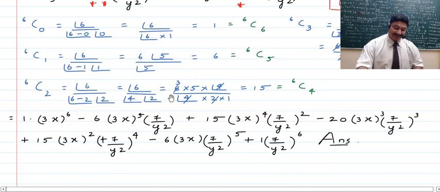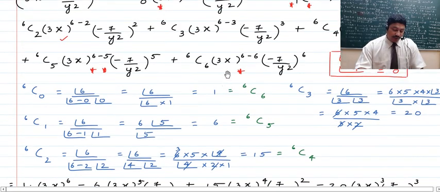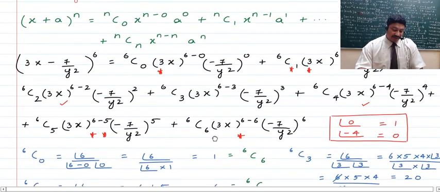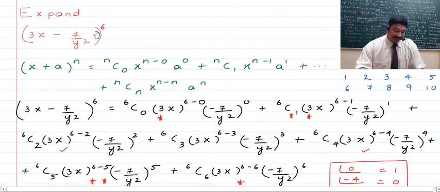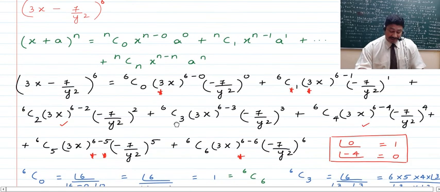So I'll just quickly discuss this once more. In the question here, we have been given to expand 3x minus 7 upon y square raised to the power 6. So like I have told you here, as the power is 6, the total number of terms will be 7. That is, the binomial coefficients are going to go from nC0 to nC6. As such, 6C6, that is going to be 7 terms in number.